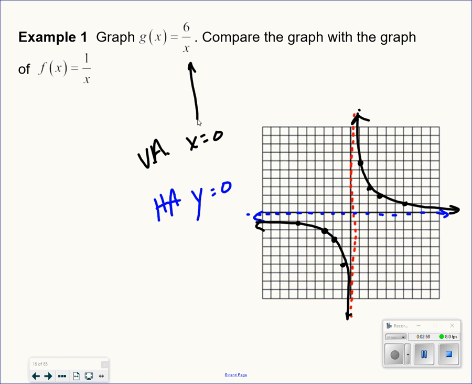So again, next one. So now y equals 1 over x. So if I put in 1, I get 1. I'm going to do this one in blue. 1, 1, a half, 2, 2, a half. So you'll notice that it's about the same graph. It's just much closer to the asymptote. So what is happening is this is a vertical stretch by 6. So again, along the asymptotes going in both directions.